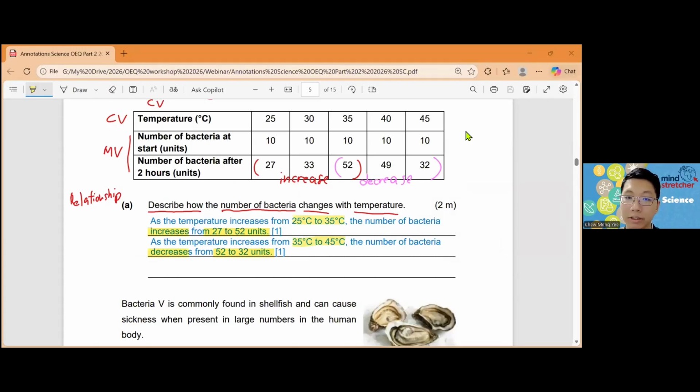Like I said, specify the values as much as you can. As long as they are provided, specify. I see a lot of your answers did not specify the temperature or the number of bacteria. So do that. Specify them. If you don't specify, it's not clear, so the examiner will not give you the mark. So please specify.